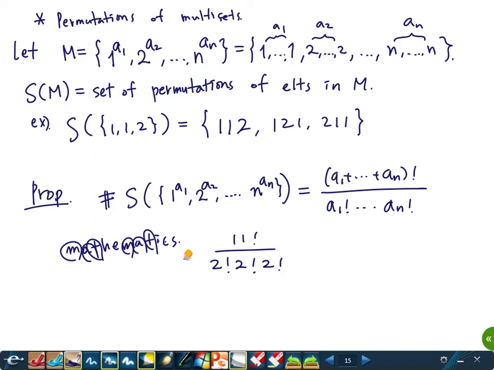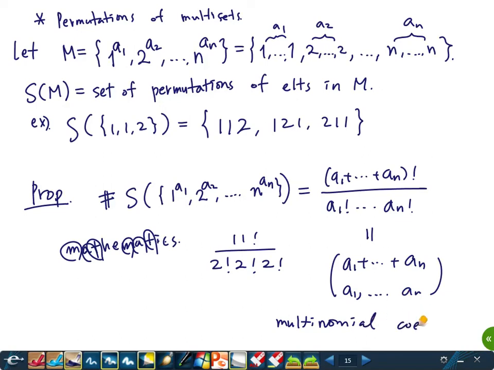It can be proved like that. Just assume that they are all distinct, but then you divide by this number, because permutations of the same letters give you the same thing. So this is a very well-known and easy fact. It is commonly denoted this way, (a1 + ... + an; a1, ..., an). It's called a multinomial coefficient. This is a generalization of the binomial coefficient.